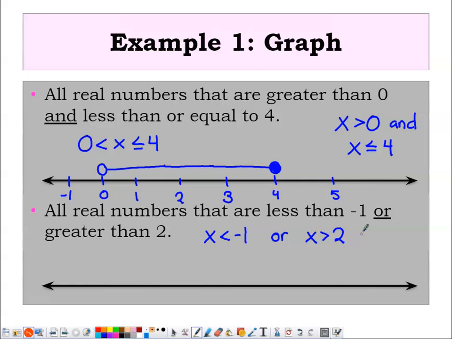So I have -1, so I'm going to put that here. And 0, 1, 2, 3. So I have -2. Okay, and this is an or statement, meaning that it only needs to satisfy one or the other of these statements. So we have x is less than -1, so that is an open circle, and we are heading to the left. Or x can be greater than 2. So we're going to do an open circle again, this time heading to the right.